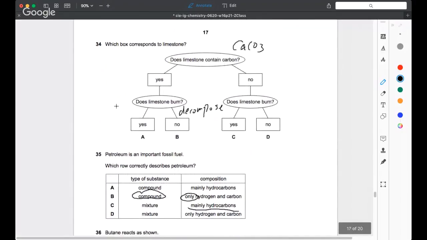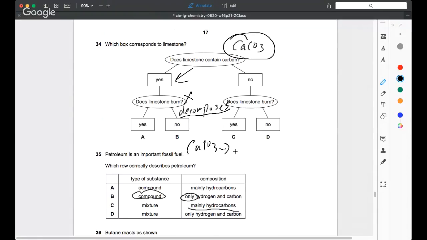Okay, number 34. The formula for limestone is calcium carbonate. Yes, it has carbon. Does limestone burn? No, it does not. It only decomposes. Limestone will decompose into calcium oxide and carbon dioxide upon heating, but it does not burn.